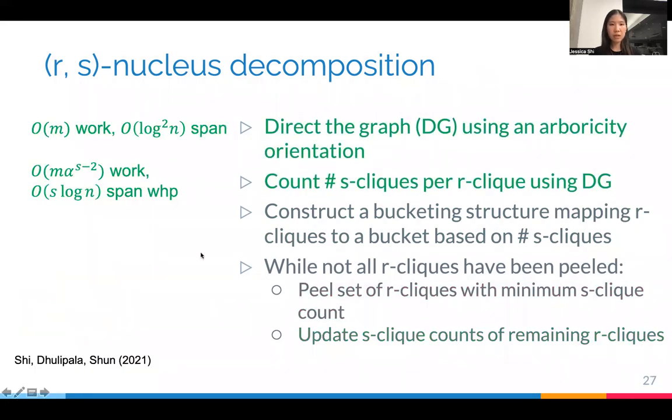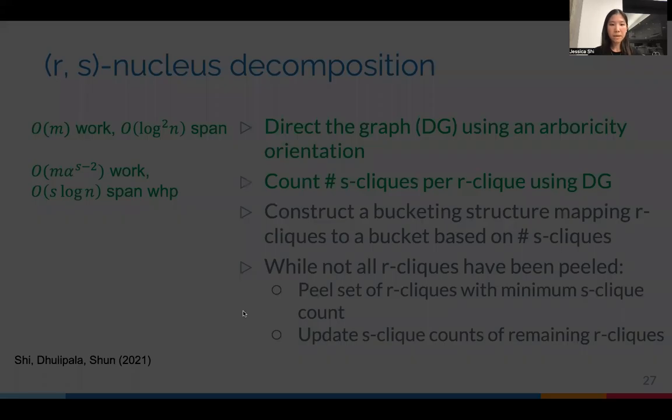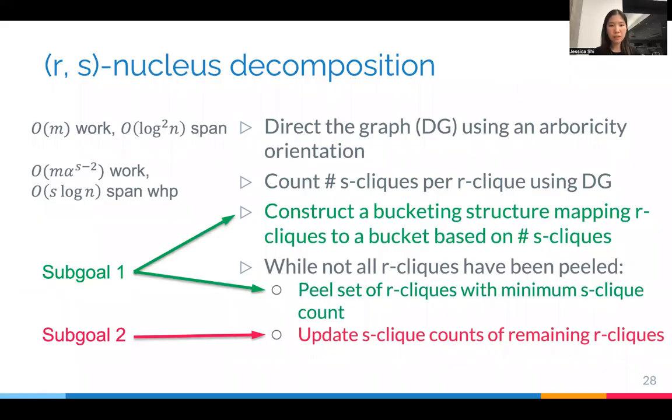So these are the theoretical bounds for directing the graph using an arboricity orientation and counting the number of K-cliques per triangle. And this is from prior work by myself, Lakshman, and Julian. So I'll talk now in more detail about these two subgoals.